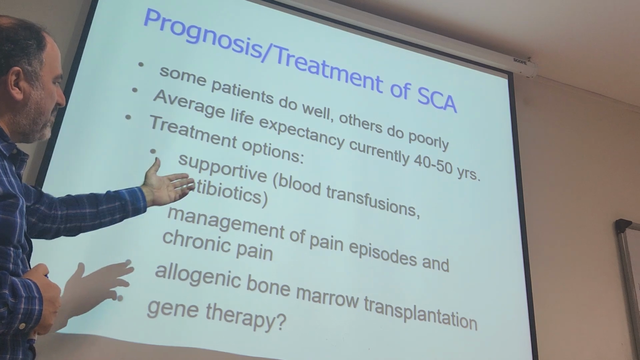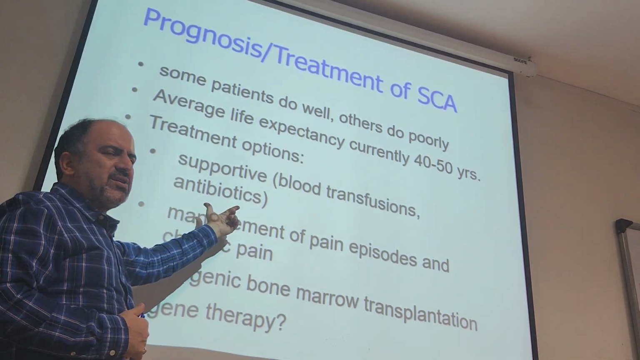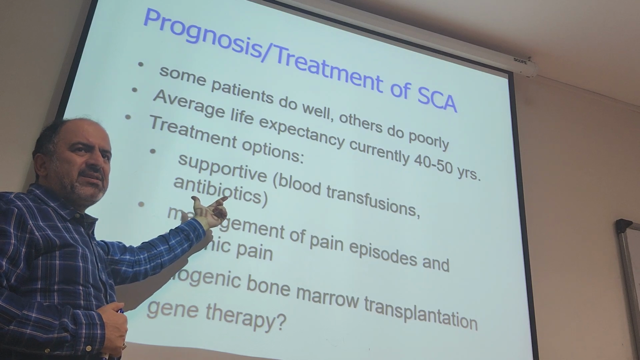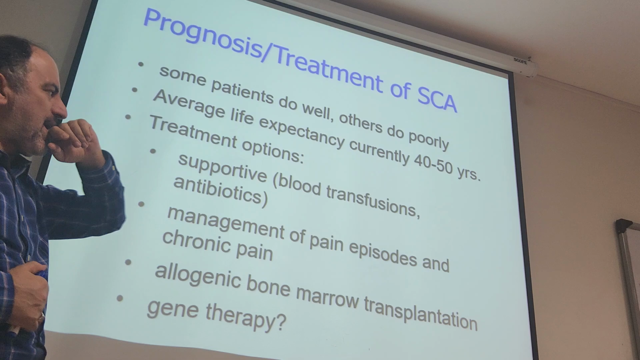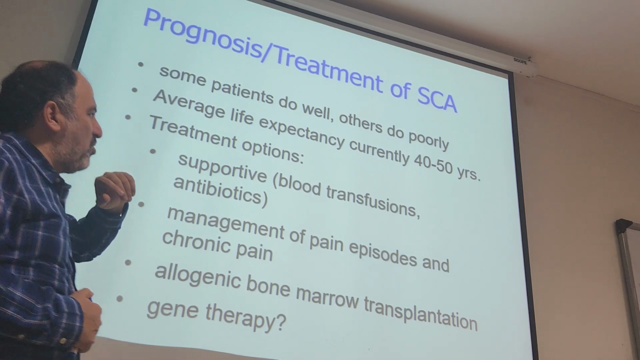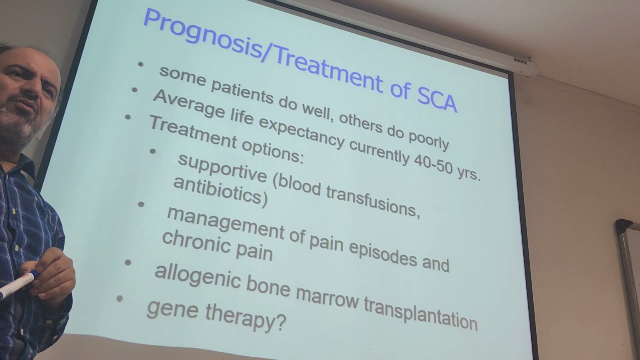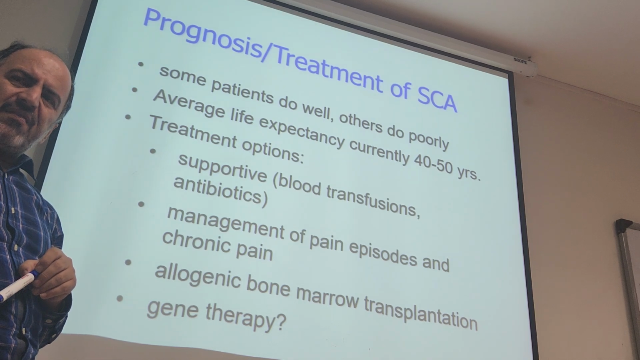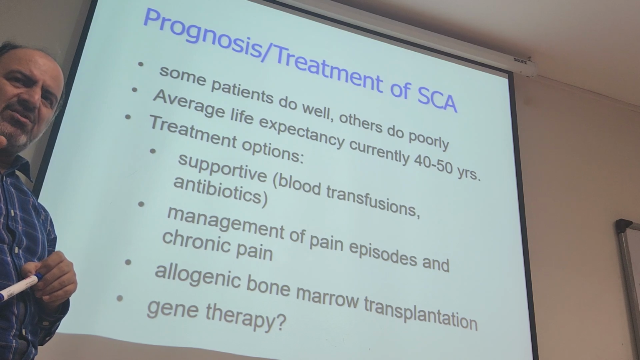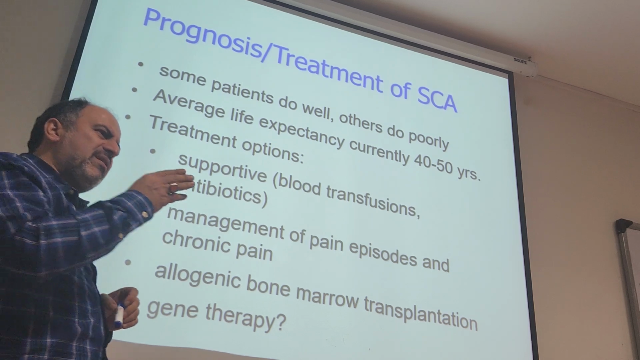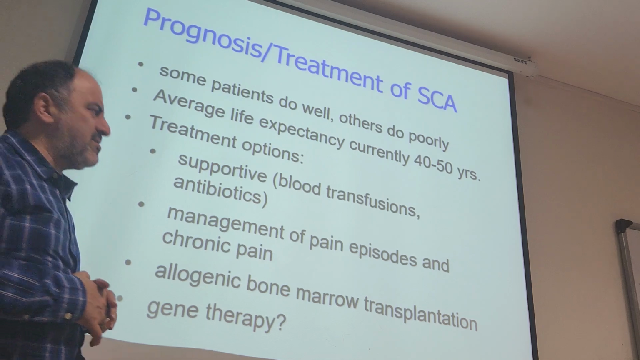The supportive treatment would be blood transfusion. Also, we give them antibiotics. Otherwise, they are at risk for infection because the spleen is not working well. Also, when we go for a splenectomy, we should give them pneumococcal vaccine every year. If you hear somebody had a splenectomy, we should ask them, are you getting the pneumococcal vaccine every year? Otherwise, they will be at risk for pneumonia.